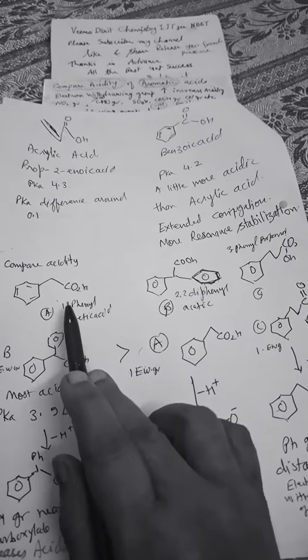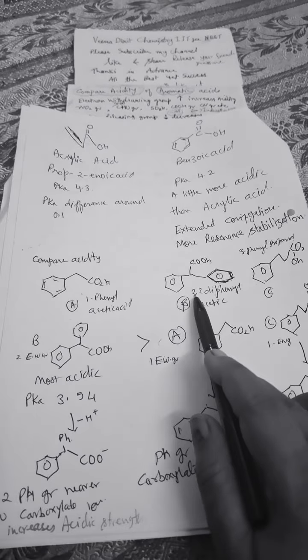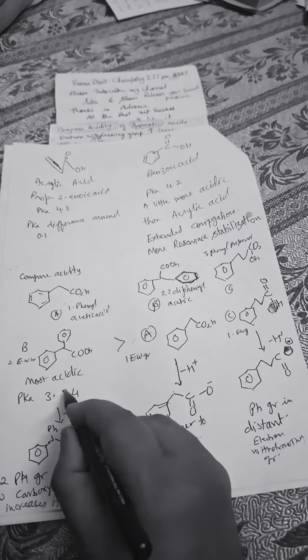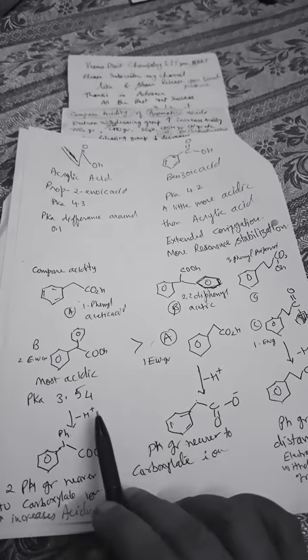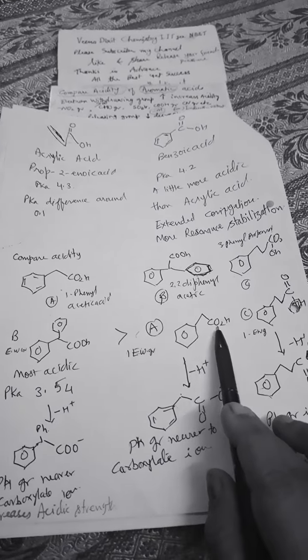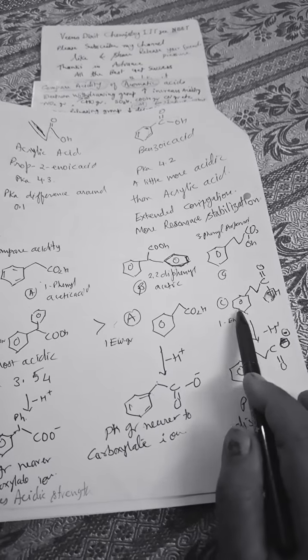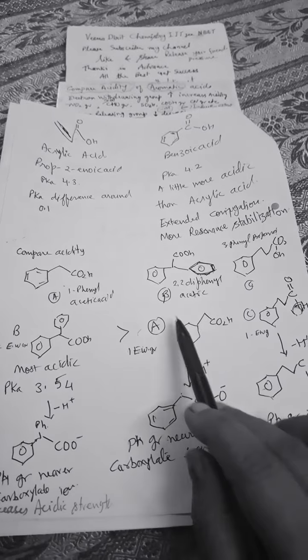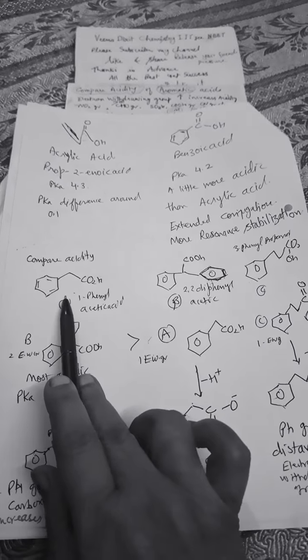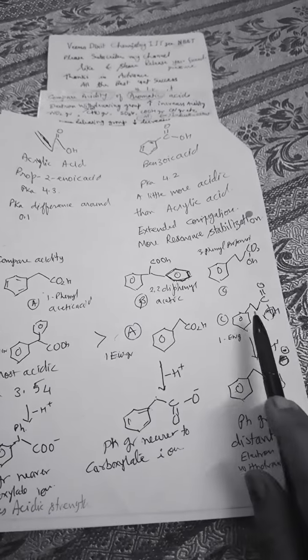So here you see there are 2 phenyl groups attached to this, so it will be the most acidic. I have written this pK value 3.7, and this one 3.54. No need to memorize it, you just need to know the basics. Here the phenyl is nearer to this group, that is why it is more acidic than this one. This one has a further phenyl group, at the third carbon, 3-phenyl. It is 2-phenyl here. So the first ranking goes to this. This is most acidic, followed by this, and lastly this.